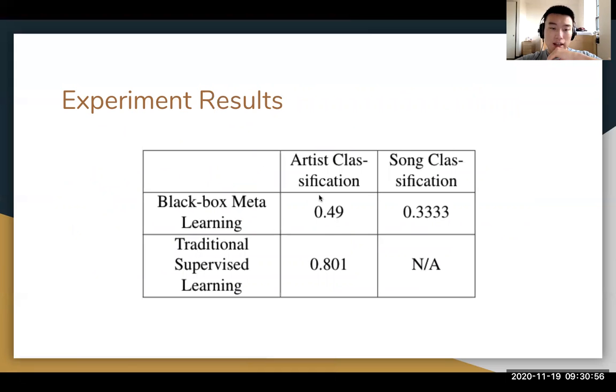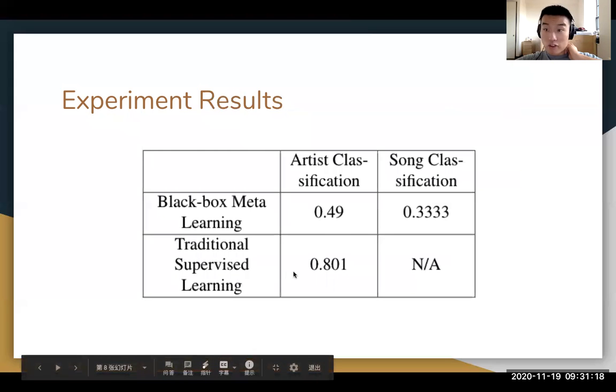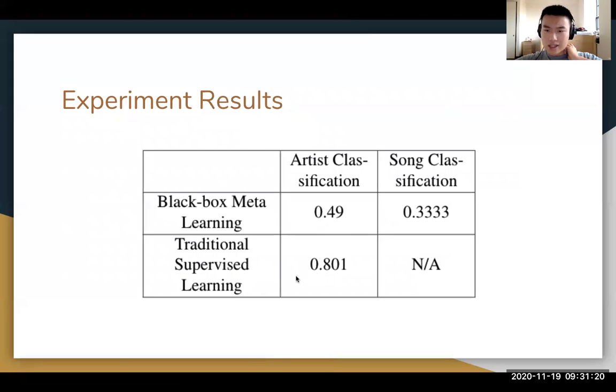As you can see, the black box meta learning performed fairly well, much better than random for 3-way classification, at 0.49. But it didn't do too well on song classification, which is barely performing at random. The traditional supervised learning does perform much better, as we can expect, because it's specifically designed for artist classification.